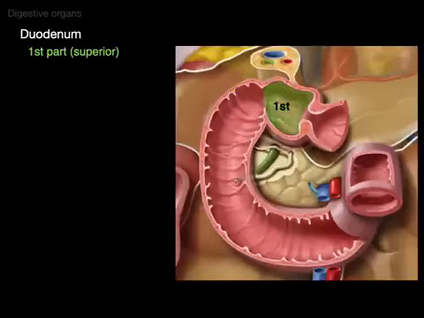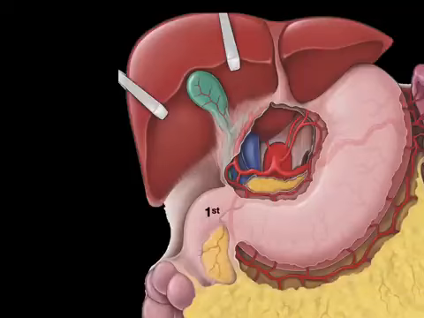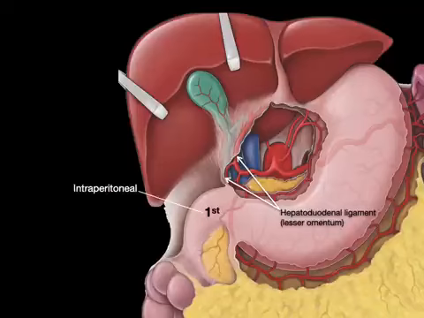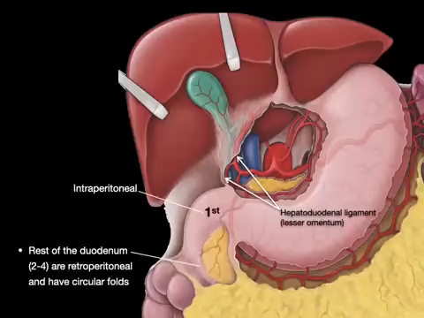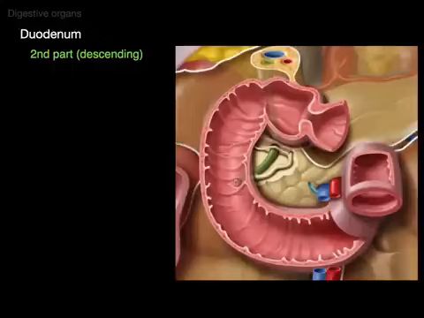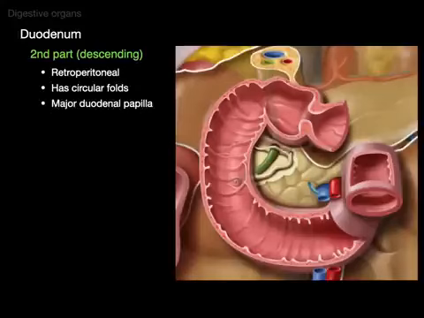Okay? And then the first part is intraperitoneal, where the rest of the GI tract is retroperitoneal. So there's the hepatoduodenal ligament of the lesser omentum attaching to the first part of duodenum. That's intraperitoneal, where the rest of the duodenum, parts 2, 3, and 4, are retroperitoneal. Now, part 2 of the duodenum is called the descending part. It starts as retroperitoneal. It has circular folds, and it has what's called the major duodenal papilla.